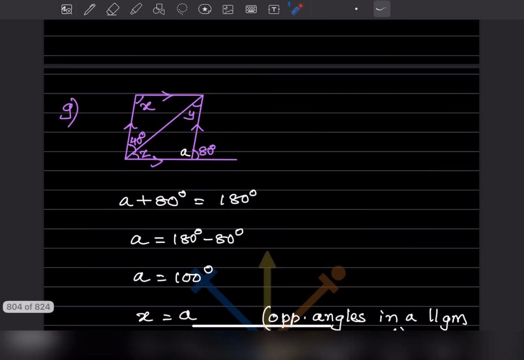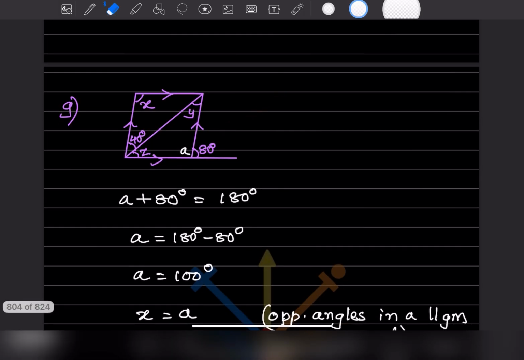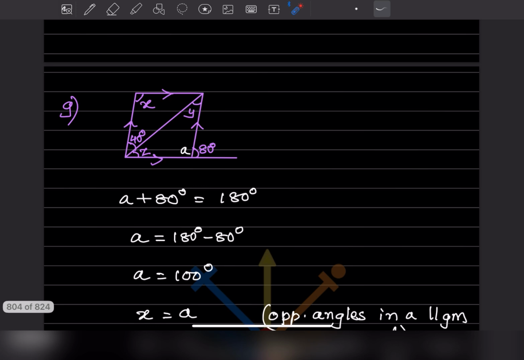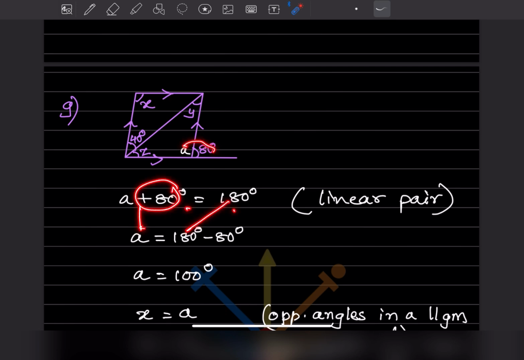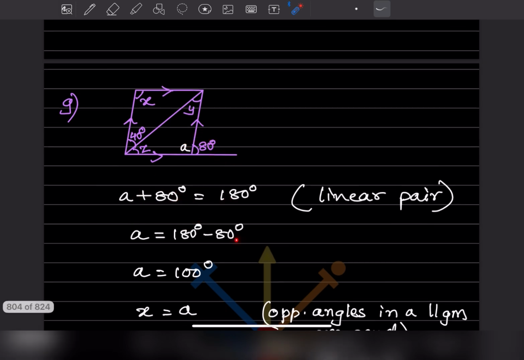Now we'll go for this figure. So what will you do here? Again we have this 80, and this is a linear pair. Linear pair means that it should be 180 degrees, when you add both of them, it should be 180 degrees. So a plus 80 is equal to 180. So a is going to be 180 minus 80, so a will be 100.